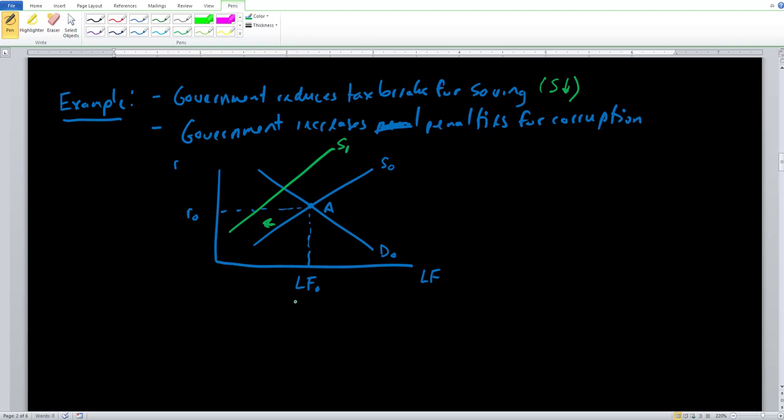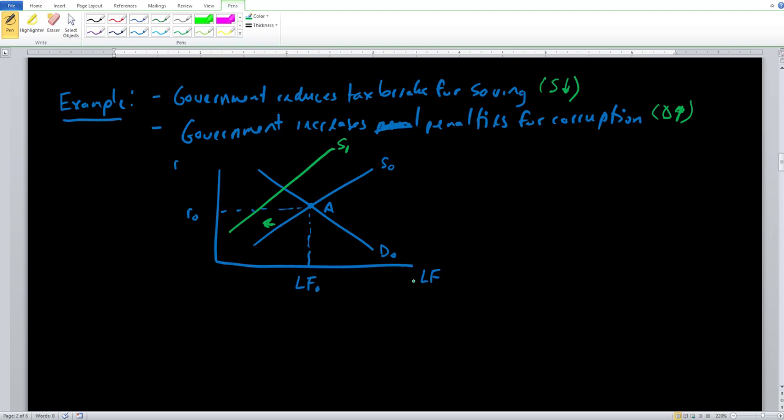Shock number two, you know it has to affect demand. Remember that each of these shifts, one's going to affect supply, one's going to affect demand. So the government increases penalties for corruption. This is something that firms and corporations do like. So demand is going to be affected. In which direction? It's going to be a positive shock to our demand. So demand is going to increase. As the government increases penalties for corruption, that's actually going to lower the cost of doing business. Lowers the business operations cost for firms and corporations. So demand is going to increase.